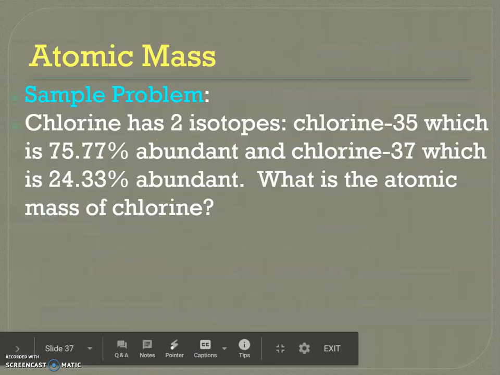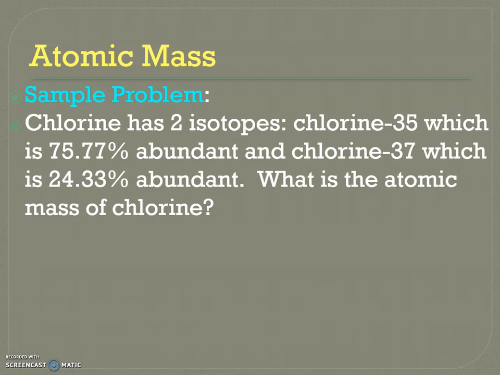Okay, so we're going to do a sample problem. Go get a calculator. You want to definitely practice putting all of these things into your calculator, and then push play when you get back. So push pause till you have that calculator. Hey, you're back. All right, so chlorine has two isotopes: chlorine 35, which is 75.77% abundant, and chlorine 37, which is 24.33% abundant. So what's the atomic mass of chlorine?